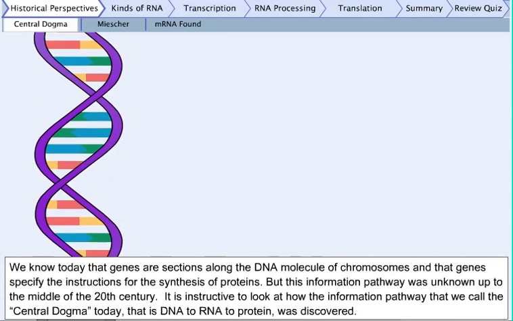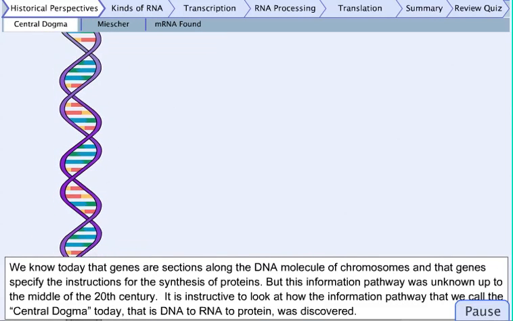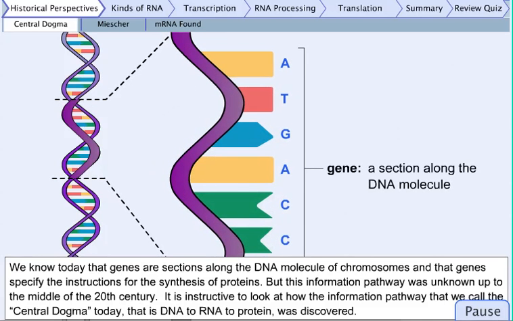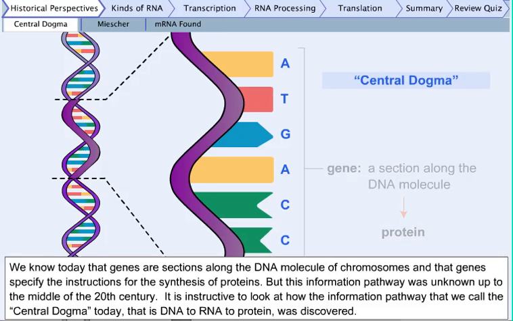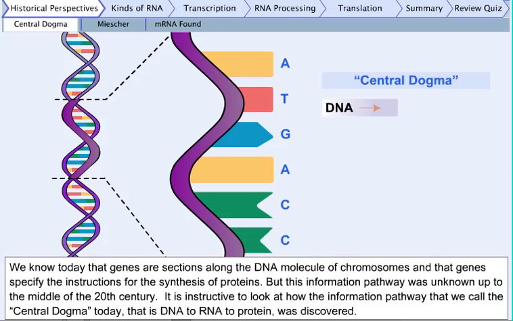We know today that genes are sections along the DNA molecule of chromosomes and that genes specify the instructions for the synthesis of proteins. But this information pathway was unknown up to the middle of the 20th century. It is instructive to look at how the information pathway that we call the central dogma today, that is, DNA to RNA to protein, was discovered.